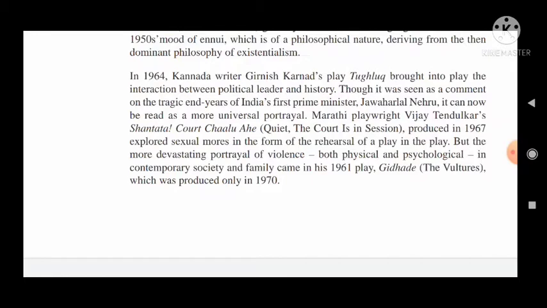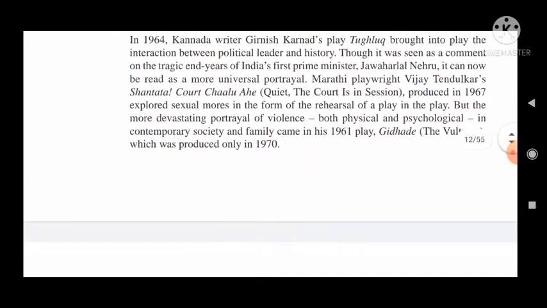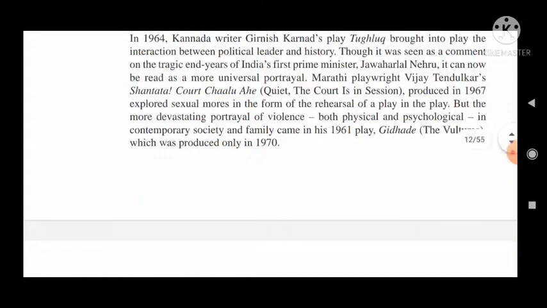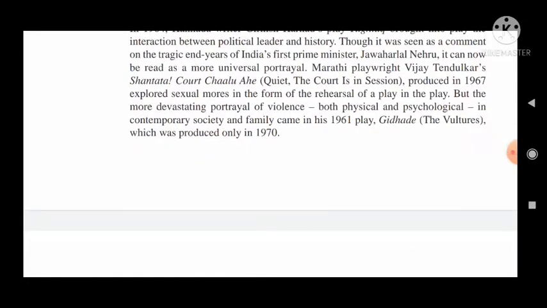Marathi playwright Vijay Tendulkar's Santata, Court Chalu Aahe, Silence! The Court Is in Session, produced in 1967, explored sexual mores in the form of a rehearsal of a play within the play. It was written by Vijay Tendulkar.